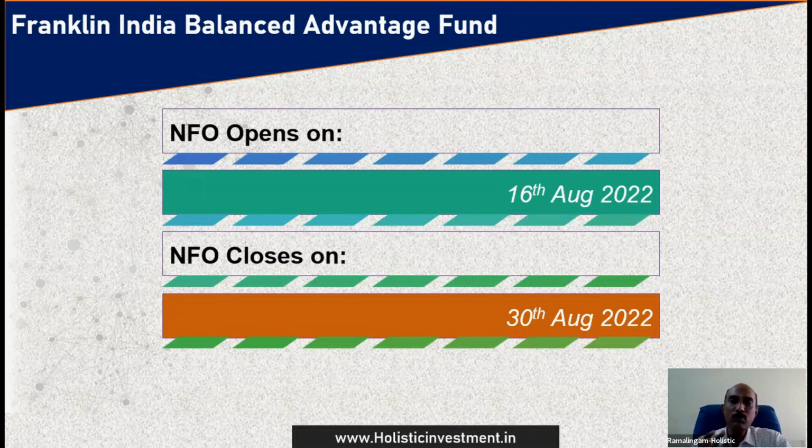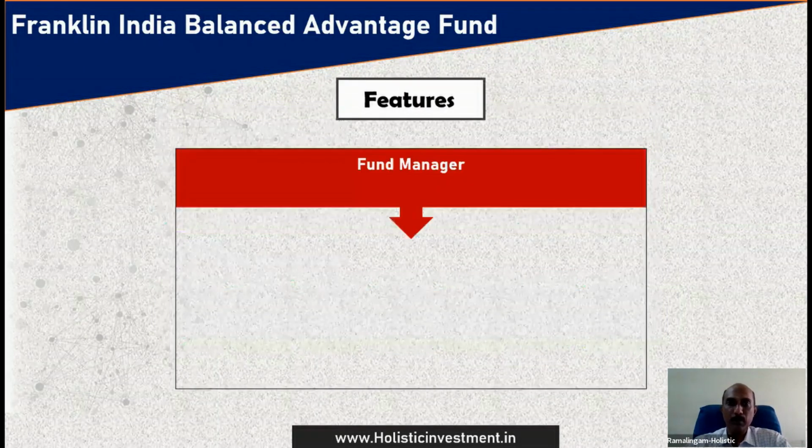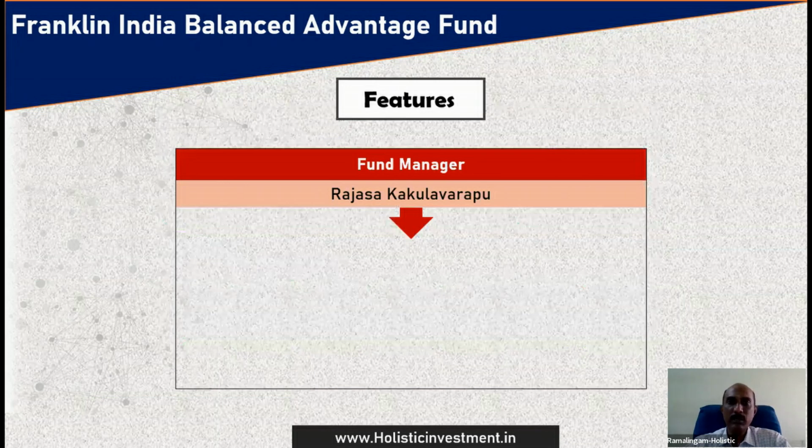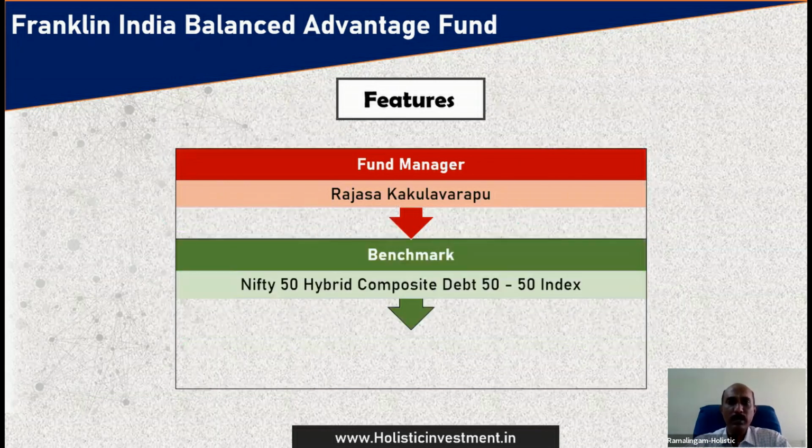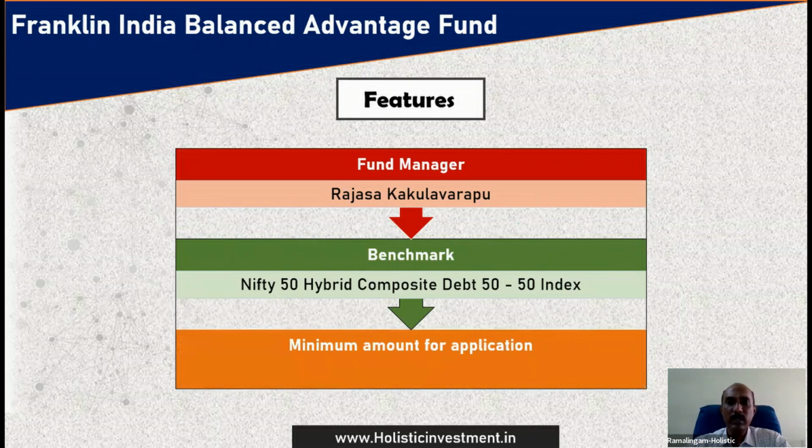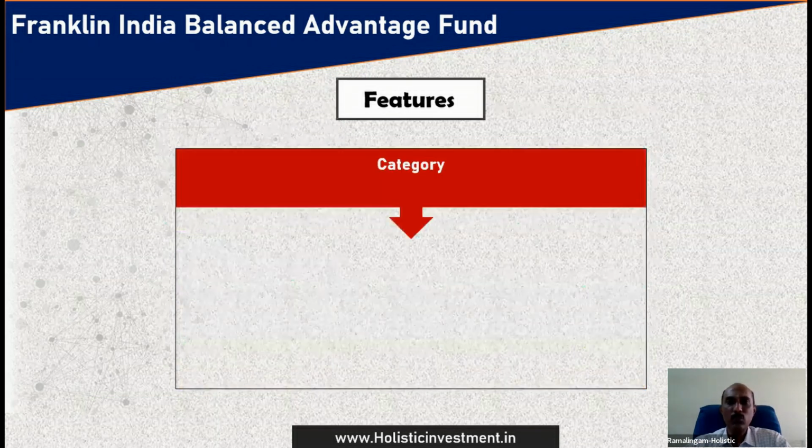Now is the time to pay attention to some key features of Franklin India Balanced Advantage Fund NFO, before we deep dive and analyze the pros and cons of this NFO. This NFO is open till 30th August 2022. Fund manager is Rajasa Kakulavarapu. The benchmark index is Nifty 50 Hybrid Composite Debt 50/50 Index. Minimum investment is just 5,000 rupees.